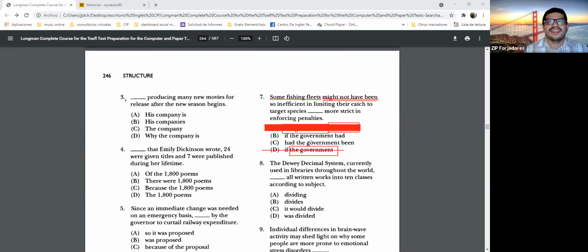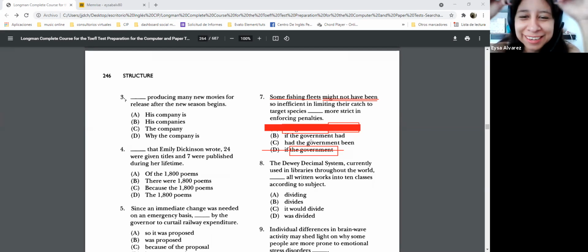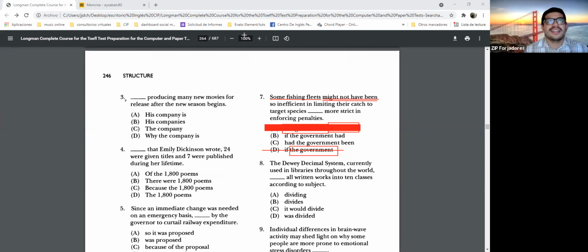Why do you think? So the correct one is letter C. Yes, the correct one is letter C. Why? Because it's inverted. Remember, you're just going to invert had, should, and were if it's a conditional. And you're going to omit the connector.